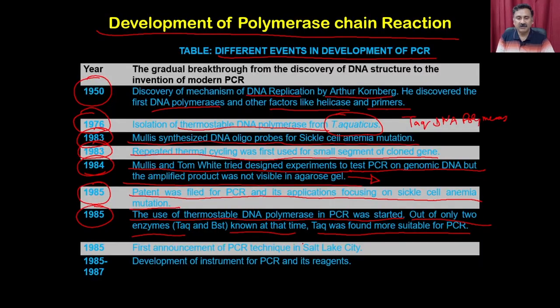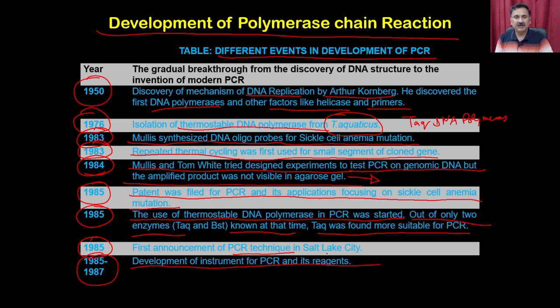So when people discovered the Taq DNA polymerase, that problem was overcome. Then in the year 1985, the PCR technique was discovered. And then in the years 1985 to 87, people also discovered the thermal cyclers.